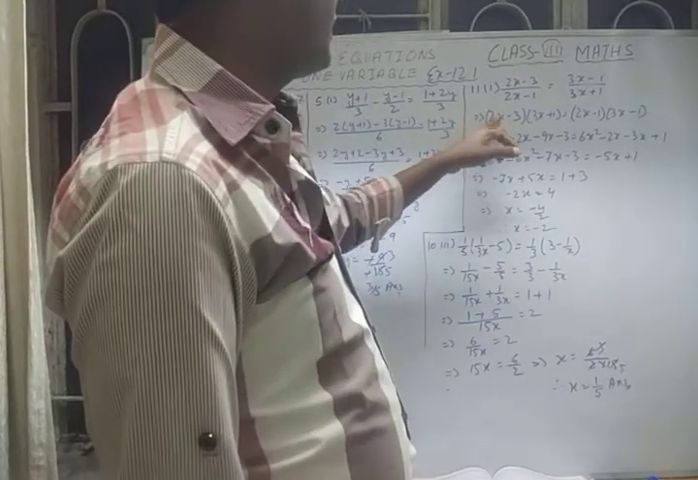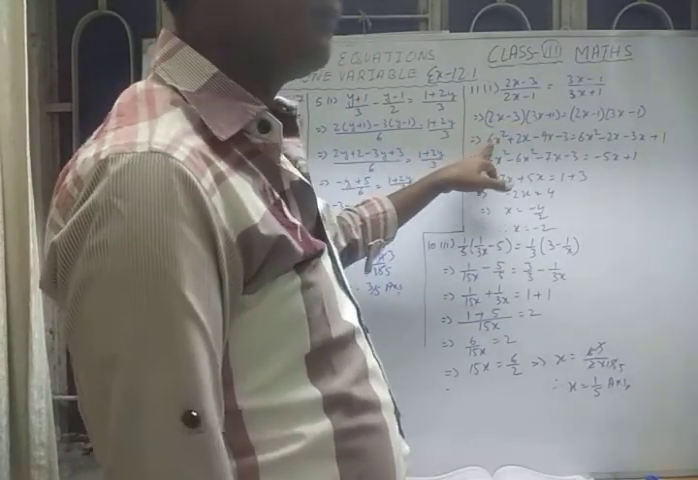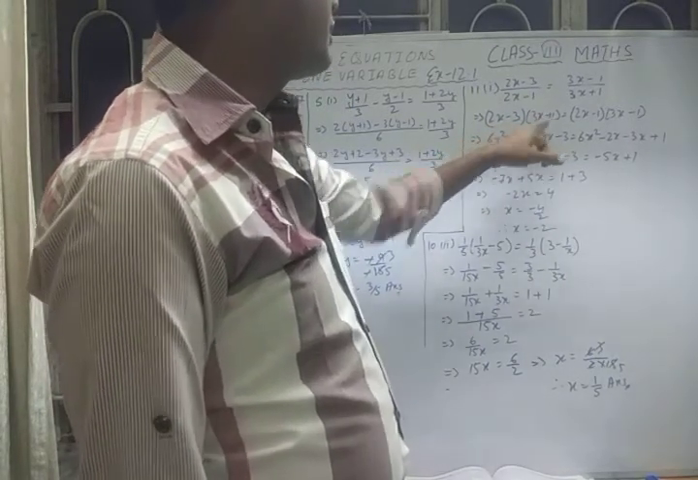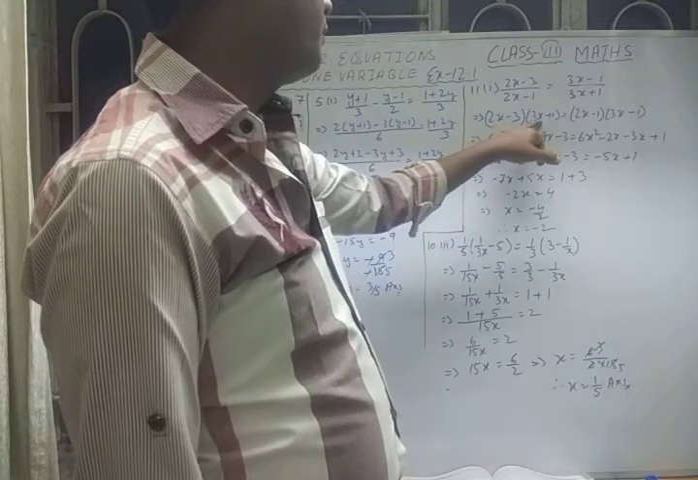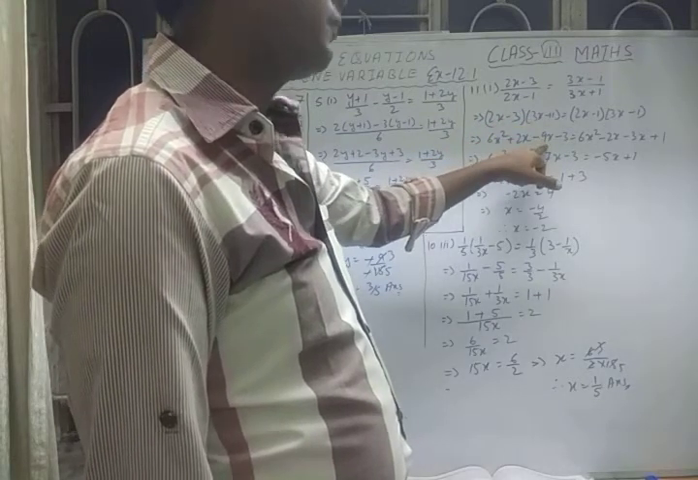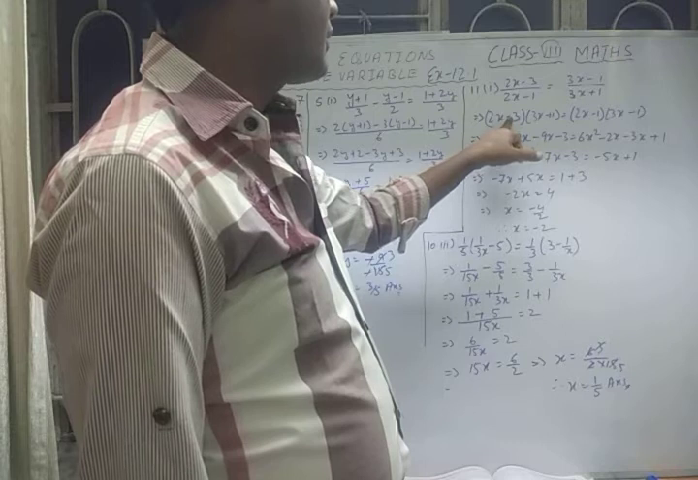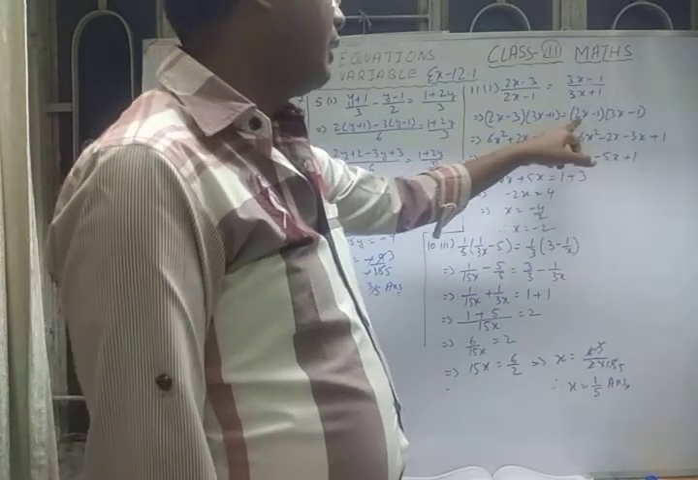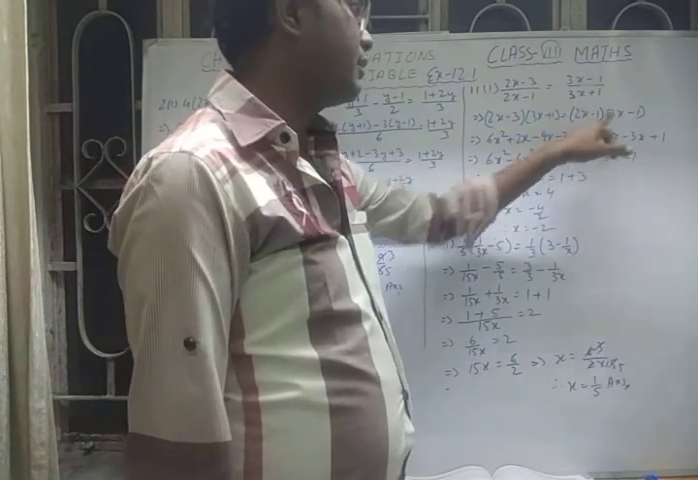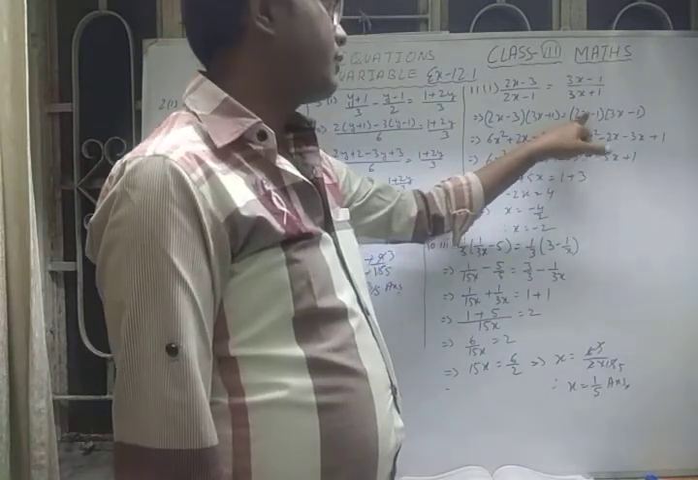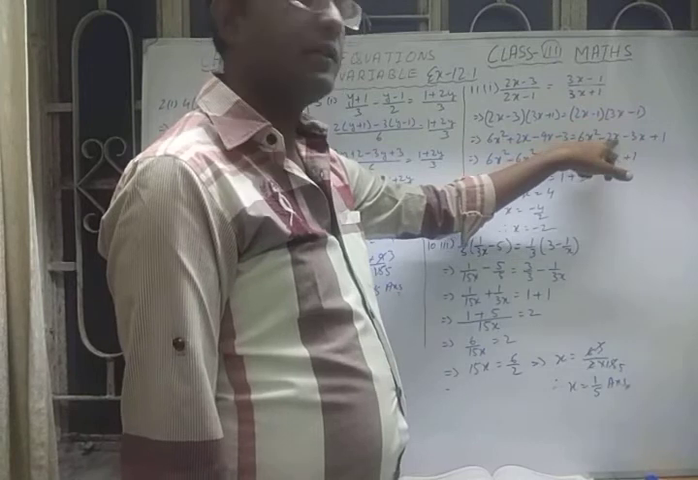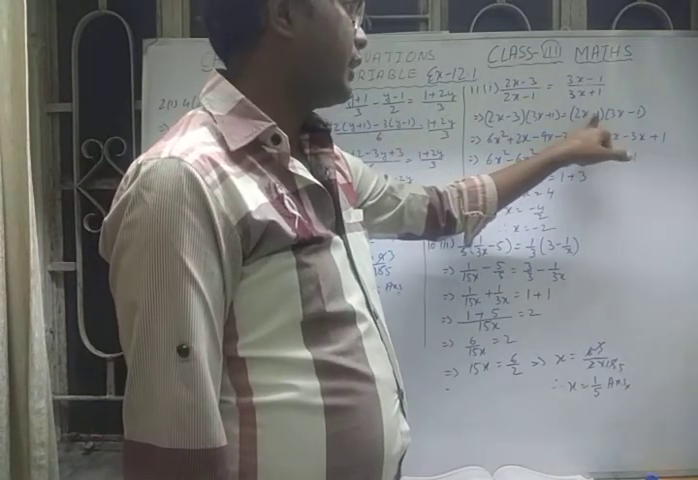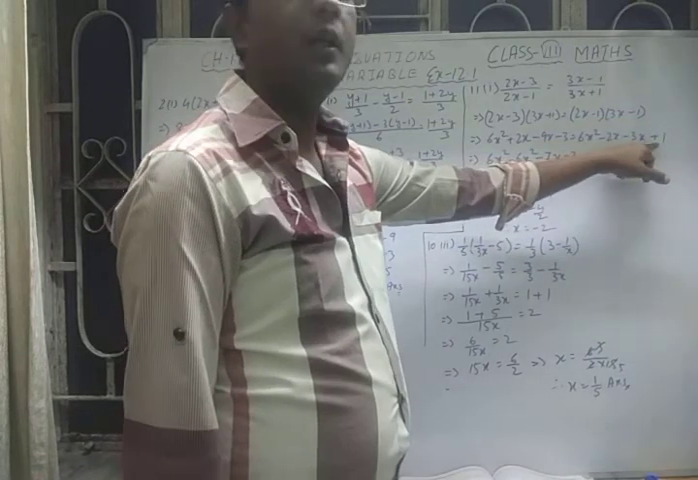So multiply 2x into 3x, it will be 6x square. 2x into 1 is 2x. Minus 3 into plus 3x equals minus 9x. Again minus 3 into plus 1, 3 ones are 3, so it will be minus 3. Here, plus 2x into 3x is 6x square. Plus 2x into minus 1, it will be minus 2x. Minus 1 into 3x, it will be minus 3x. So again minus 1 into minus 1, it will be plus 1.